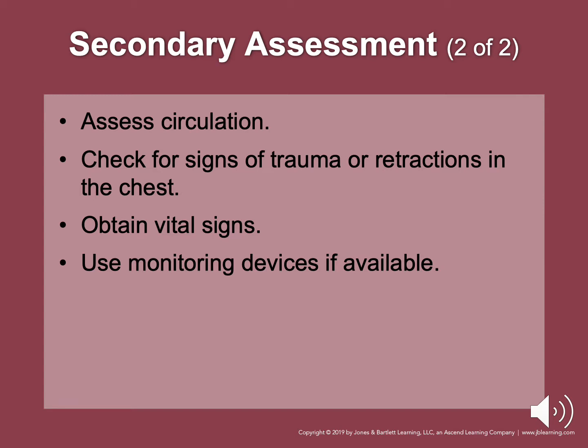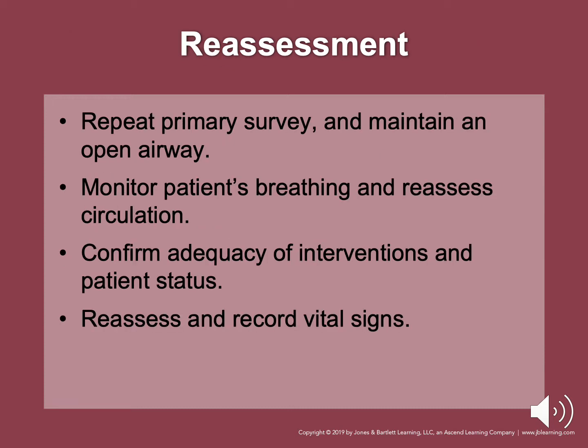Reassess your primary survey. Monitor the patient's breathing, reassess circulation. Determine if there have been any changes in the patient's condition. Confirm the adequacy of intervention and patient status. Be prepared to assist ventilation with a bag mask device. Monitor your skin color and temperature, and reassess and record vital signs. If they're stable, every 15 minutes; if they're unstable, every 5 minutes.